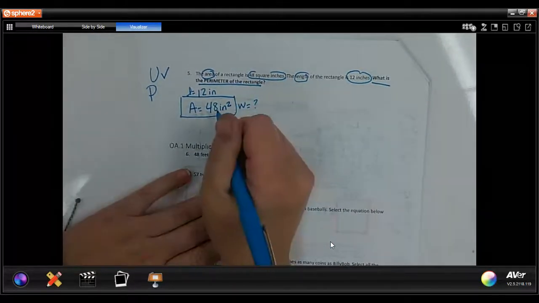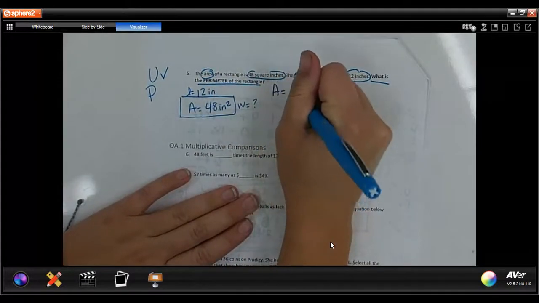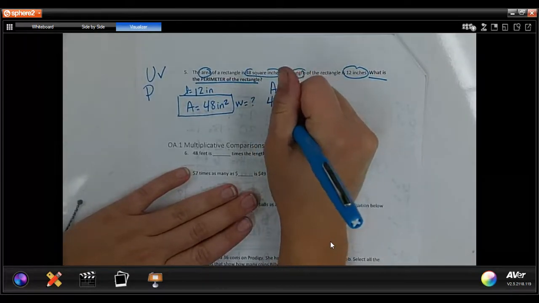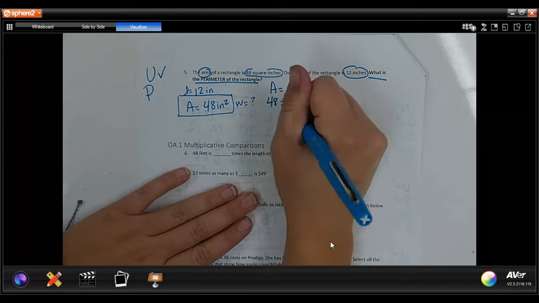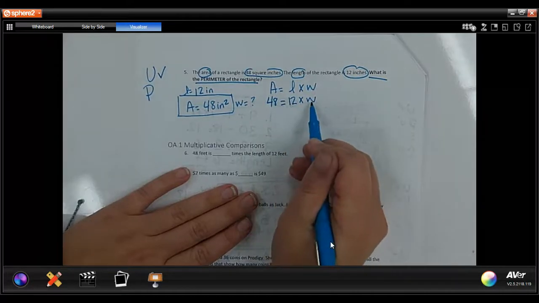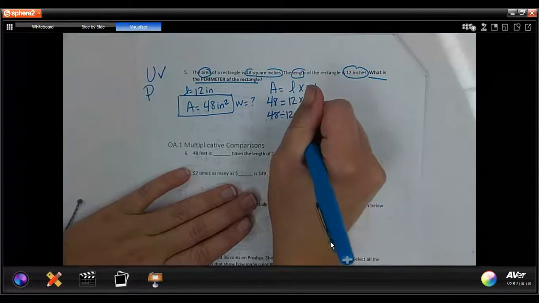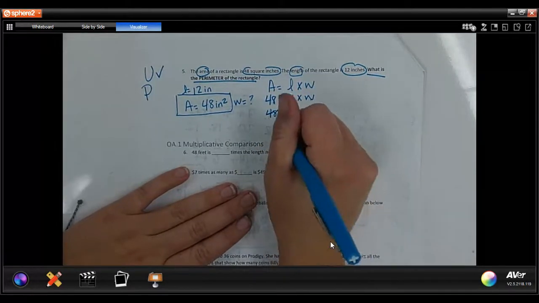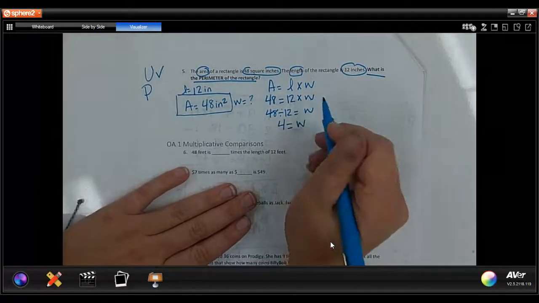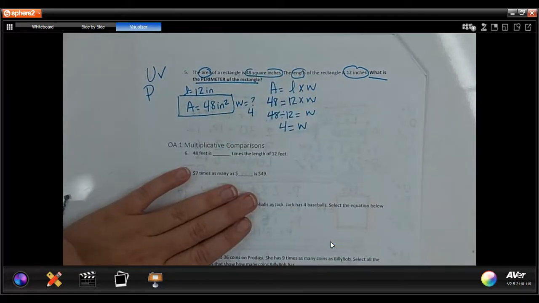In order to find the width, when I have a length and my area, I could put that into my formula. So A equals length times width. I know my area is 48 inches. And I know that my length is 12 inches. And I'm trying to find W. I could say to myself, 12 times what is 48? Or I could do 48 divided by 12 equals W. 48 divided by 12 is 4. So 4 is equal to W. You could also have said that by saying 12 times 4 equals 48. So now I know that this equals 4.